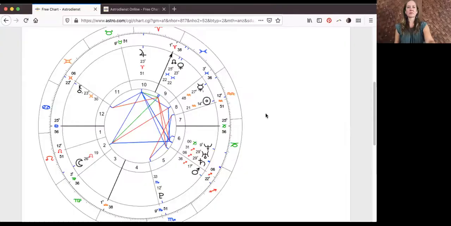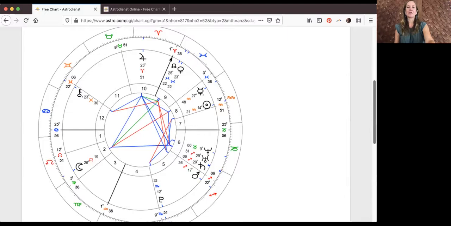So you're going to need a birth chart, either yours or somebody else's, to practice this. And I'm going to pop up this sample chart I've got for you. And when you look at this chart, you'll see that there are 12 houses. Everyone has 12 houses in their natal birth chart. Each house rules a different area of life.